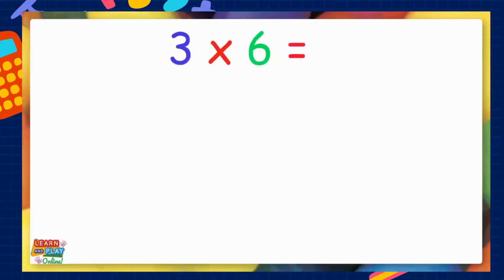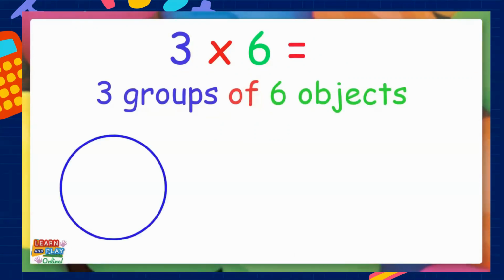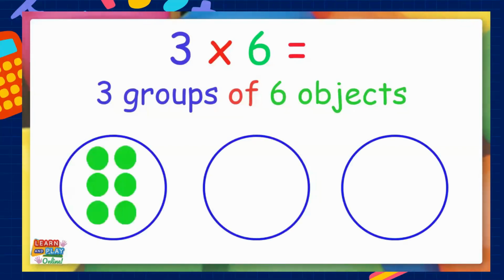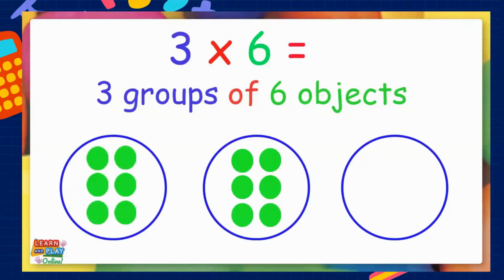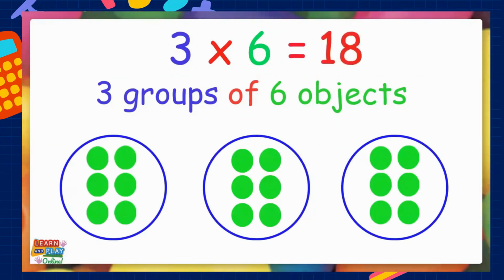This time our question is 3 times 6. How are we going to solve the question? We need to make 3 groups of 6 objects. Great! Let's start by making our 3 groups. 1, 2, 3. Now let's put 6 dots in each group. Awesome! How many dots do we have altogether? 18.